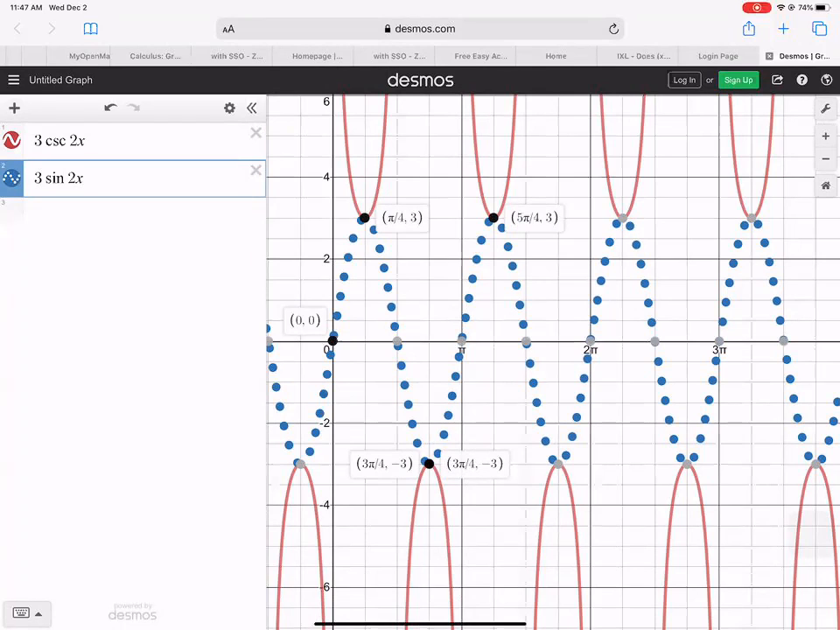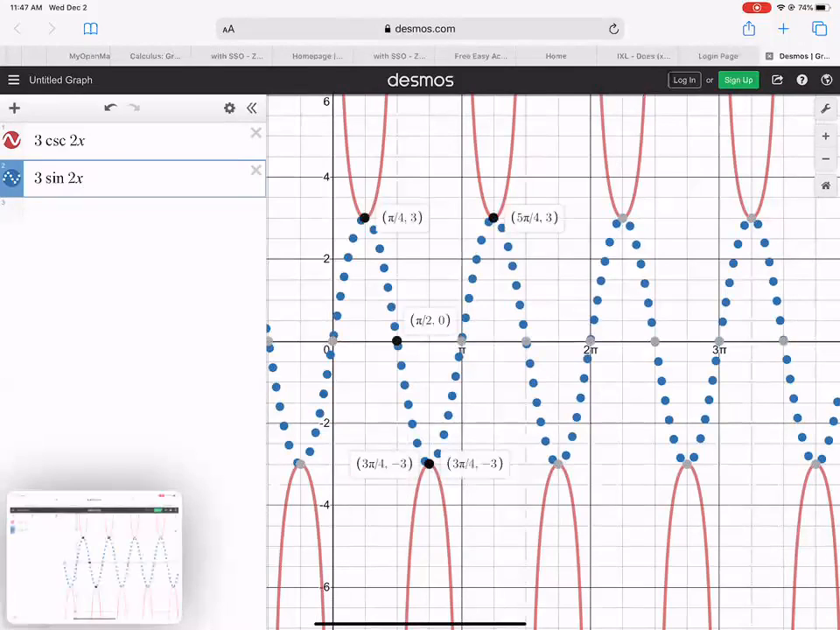And that's really the difference. We're going to literally take our graph and flip it upside down. We're going to take these points and flip it upside down. Let me go ahead and screenshot this and show you what I mean.